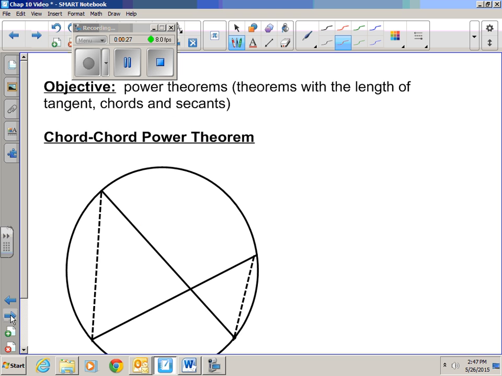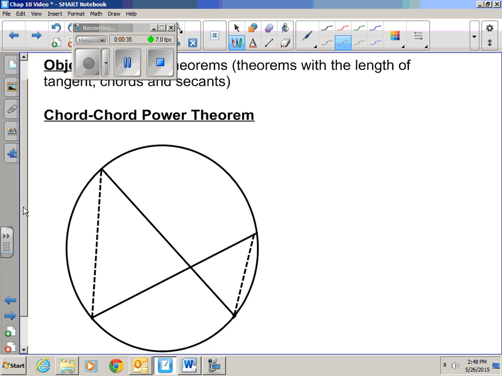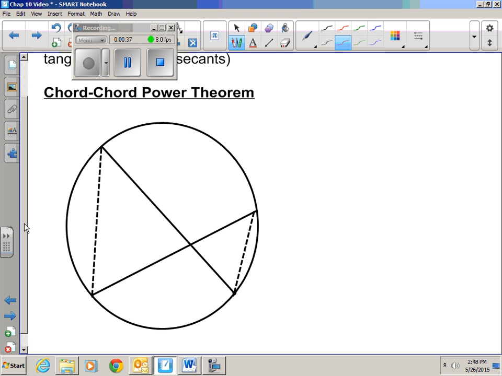Let's go on to our first power theorem. Again, all these power theorems are theorems. They are proven. We're not going to do that right now, but I will maybe do one of these in class. These all have to do with the theorems. Proofs have to do with triangles. The first one is the easiest of the three power theorems, the chord power theorem.